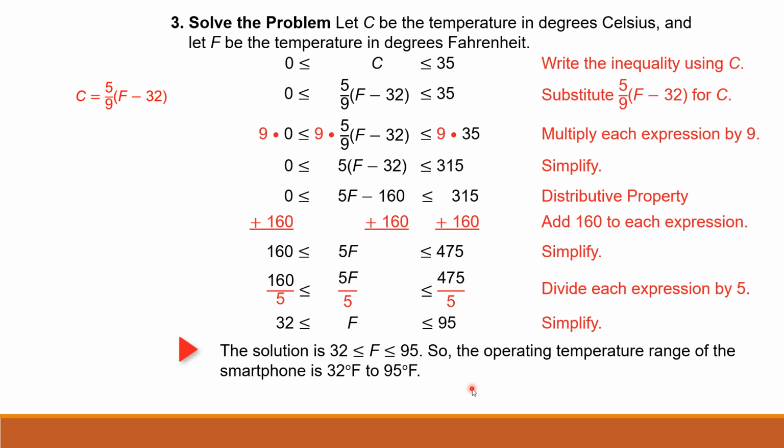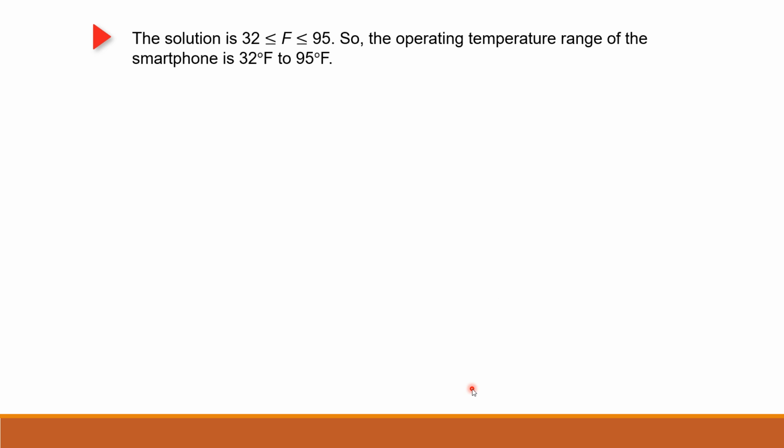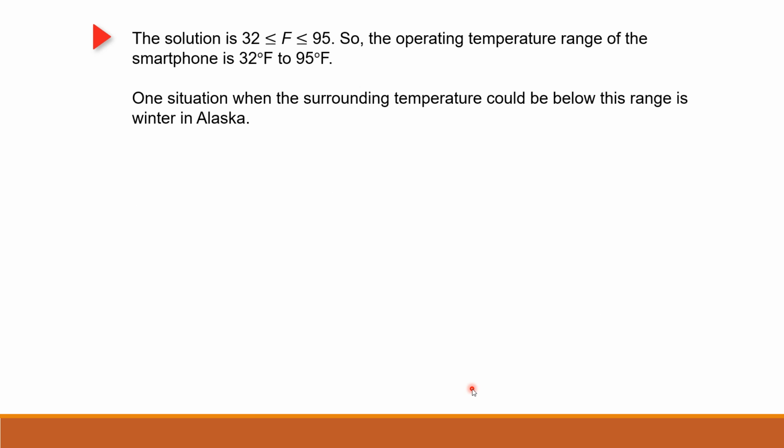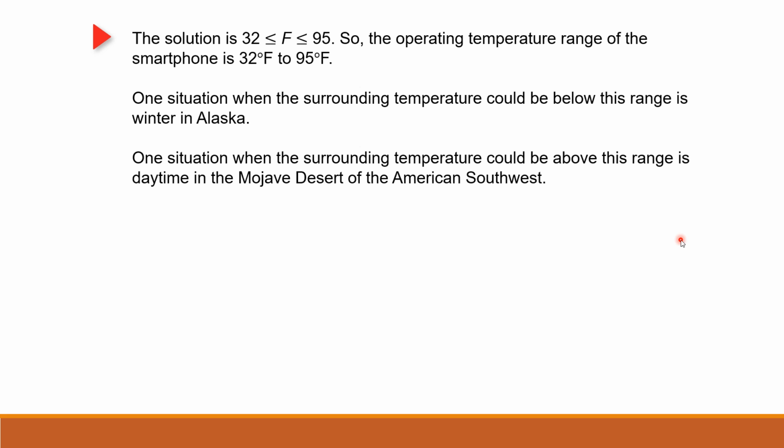So now let's consider the other conditions. The operating temperature is between 32 and 95 degrees. So let's consider a situation when it would not work. A situation when the surrounding temperature could be below this range would be possibly a winter in Alaska, and that's when it would be less than 32 degrees, and that would be a possible temperature where it would fail. One situation when the surrounding temperature could be above the range is daytime in the Mojave Desert of the American Southwest, so greater than 95 degrees.